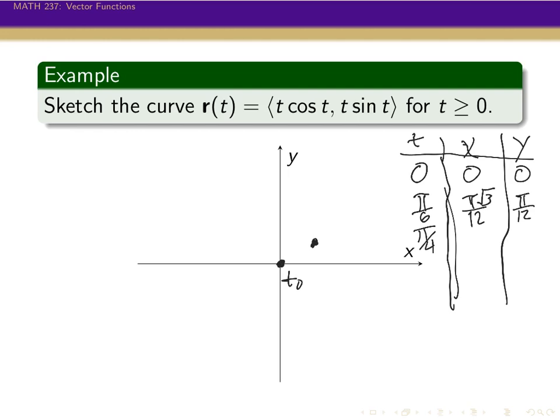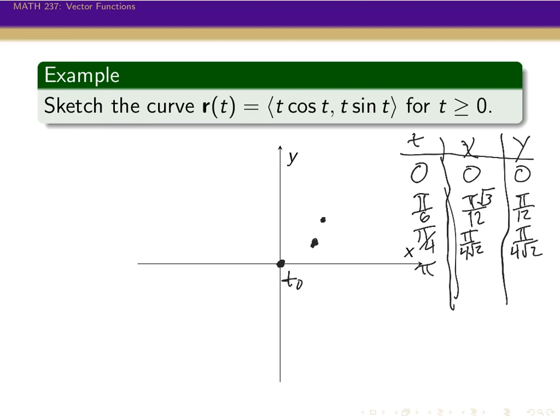At pi over 4, cosine and sine of pi over 4 are both 1 over square root of 2. And so this would be pi over 4 times square root of 2. And so that would be a little bit further out.